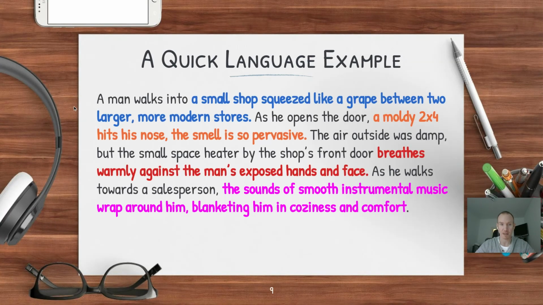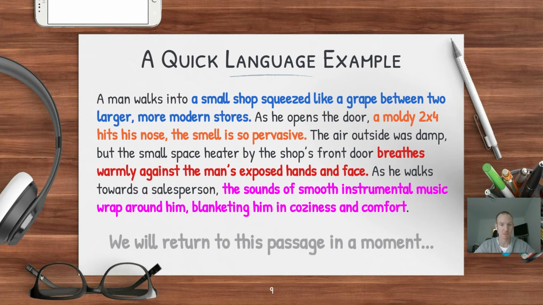A quick example of language. A man walks into a small shop squeezed like a grape between two larger, more modern stores. As he opens the door, a moldy 2x4 hits his nose. The smell is so pervasive. The air outside was damp, but the small space heater by the shop's front door breathes warmly against the man's exposed hands and face. As he walked towards the salesperson, the sound of smooth instrumental music wrapped around him, blanketing him in coziness and comfort. We will return to this passage in a moment.